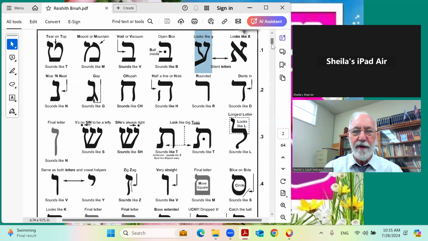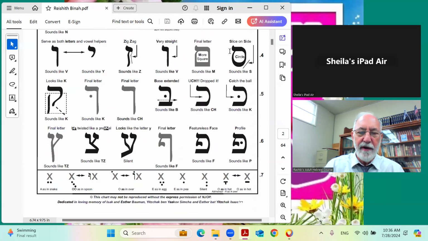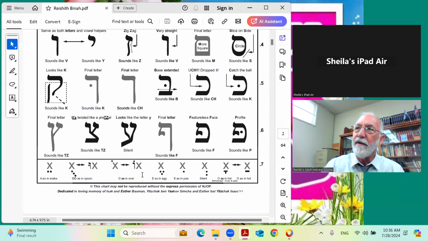Now, there's two versions of Hebrew. It's not real different, but there's Ashkenazi and Sephardic. Sephardic is a little bit more guttural. So when we say these are silent letters, the Ashkenazic, which is European, I think that's Yiddish for German, takes the sound of whatever vowel it has.